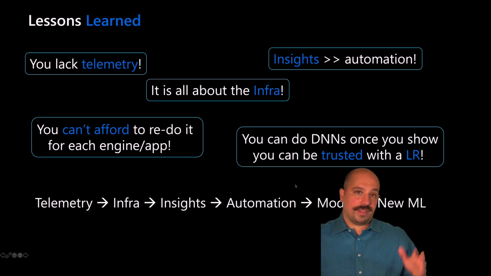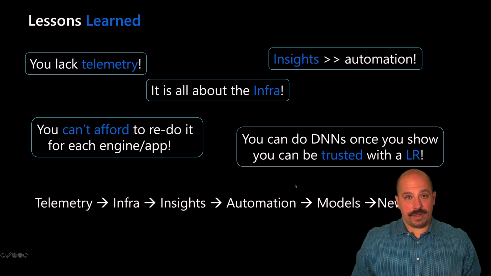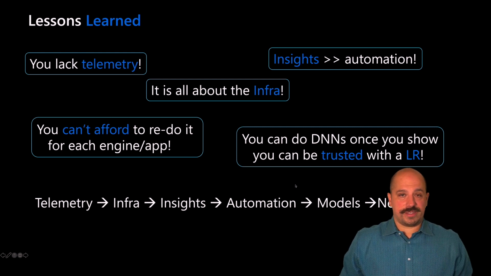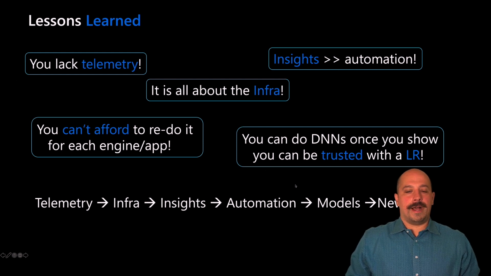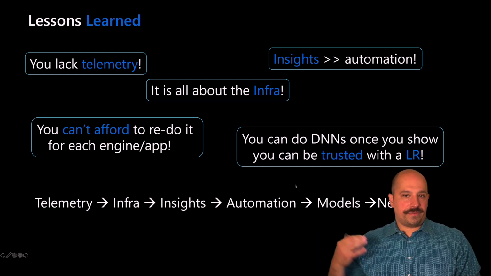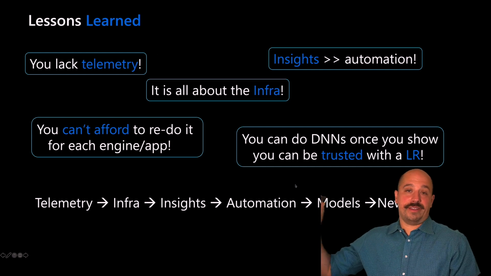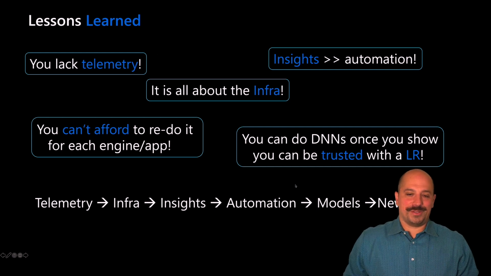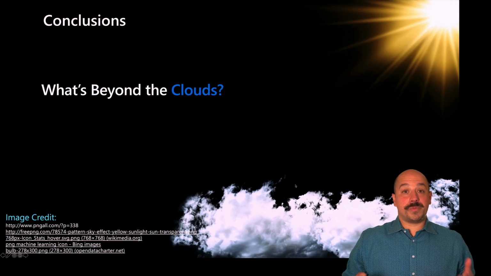So in summary, get some good telemetry, build yourself some useful infrastructure. This will give you insights. The insights will allow you to get to the right automation, solve the right problems, and finally, have fancier and fancier models as you go ahead. And finally, we might even need some new machine learning to be invented for the problem you have, but that's pretty far away. So what's beyond the cloud?